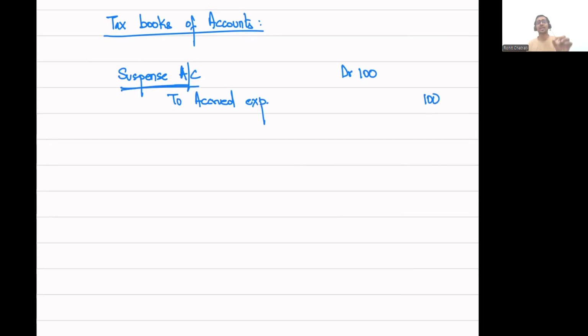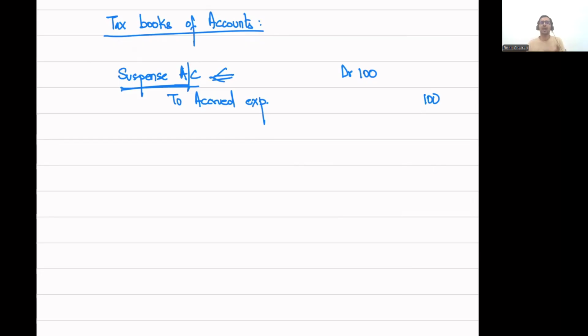I cannot recognize this as a P&L item because as per tax laws, this item is not recognized as a P&L item. This item is not eligible for deduction. Therefore, this item cannot be recognized as part of P&L in the tax books of accounts. Therefore, I'm parking it to an account called a suspense account.